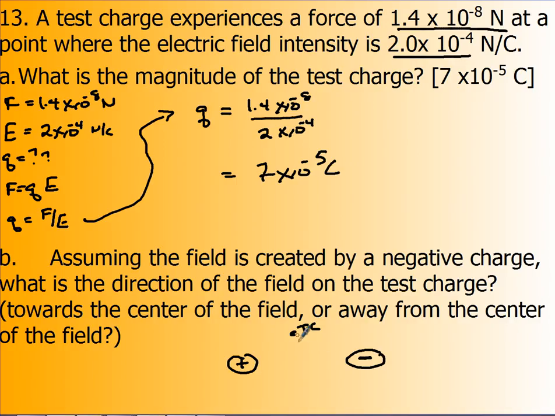You see, for a negative charge, it is going to pull it toward the center of the field because my test charge is always positive. If it were a positive charge, and I'm going to do this one in red, it would be pushing it away. So the answer for this one is it's toward the center of the field because my test charge is always positive.